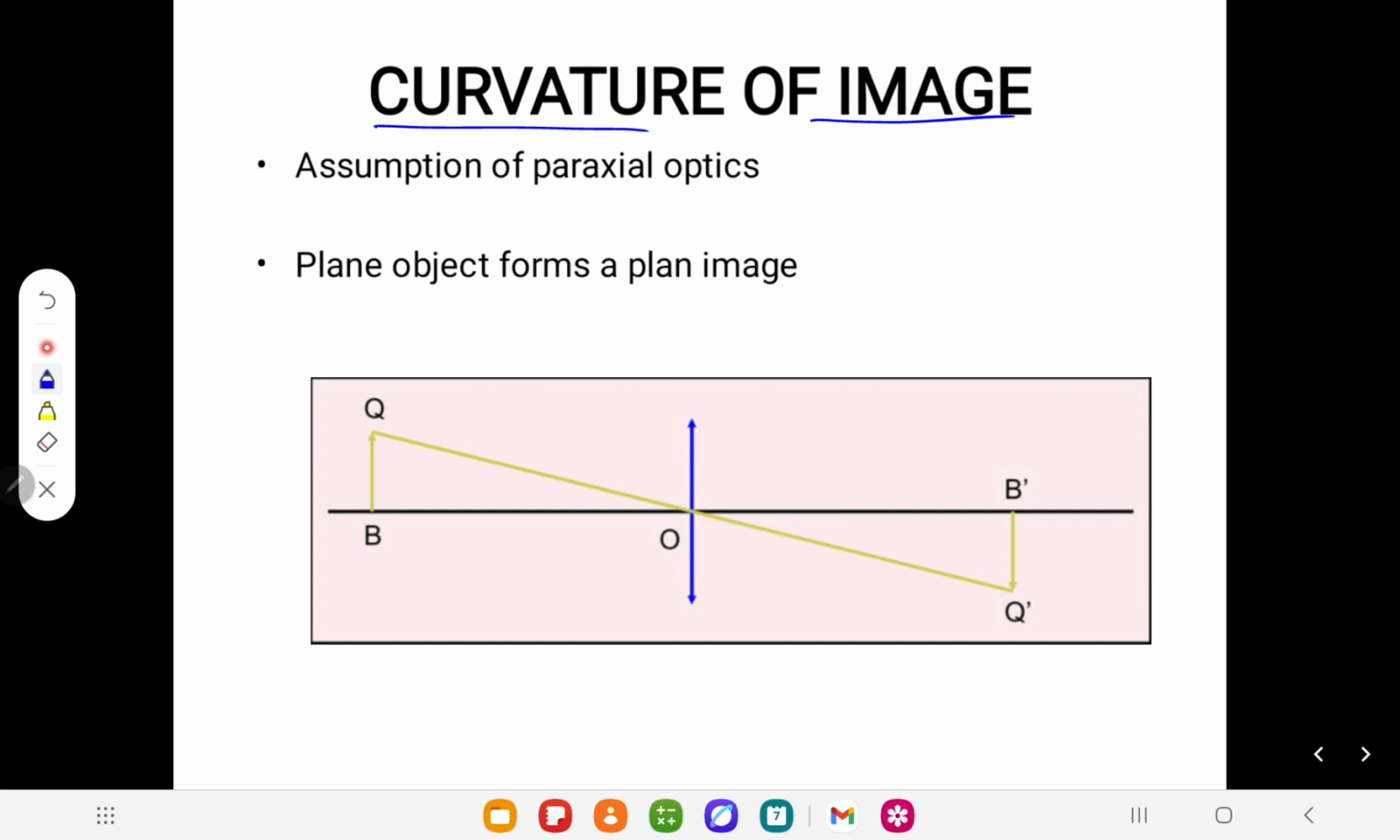Another aberration is curvature of image, and in the case of curvature of image and distortion, these two fall not into a point image but into wide area images.